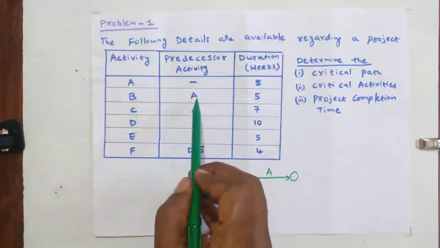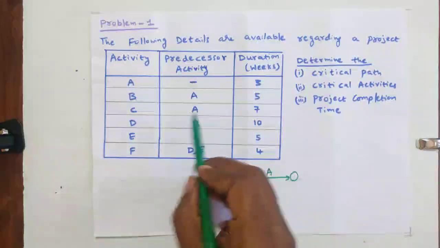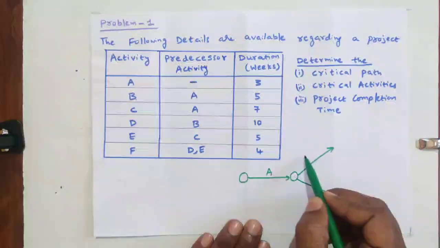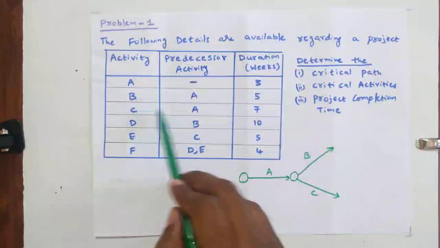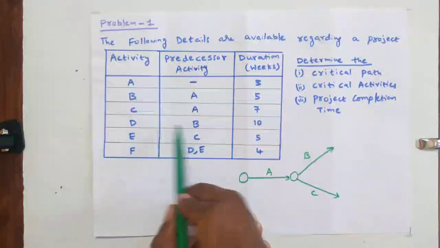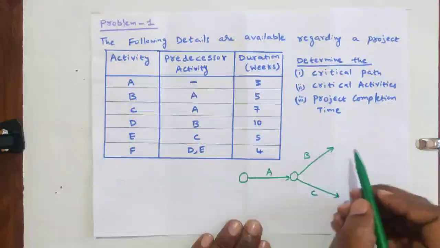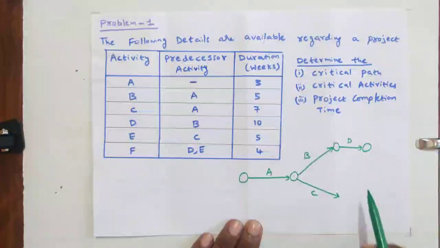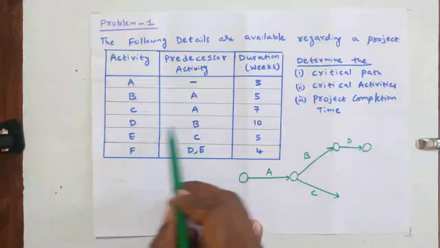Then activity B has predecessor activity A, and activity C also has predecessor activity A. That means after A we can start B and C. This is activity B, this is activity C. That's why after A only we draw B and C. And for D, the predecessor is B. That means after B, D should start. This is D. These circles are events and the arrow marks are activities.